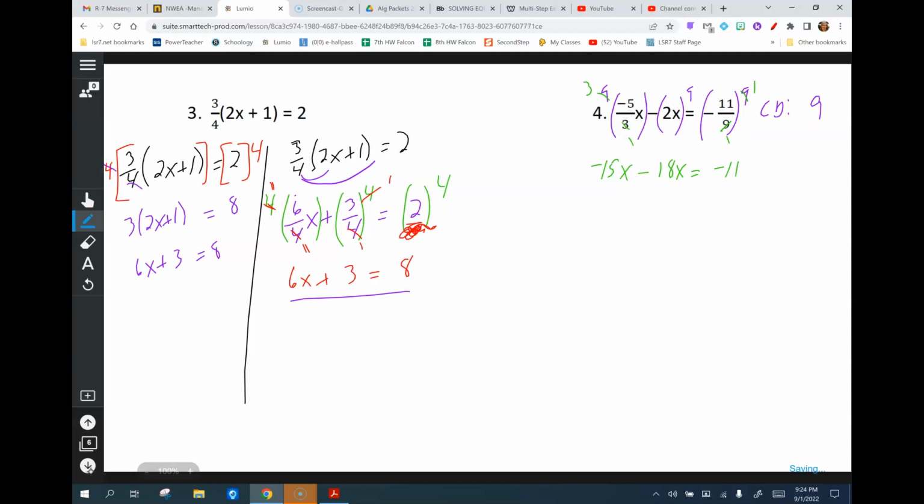I can combine like terms, and I'm going to get negative 33x is equal to negative 11. Divide by negative 33. And I get x is equal to 1/3. Okay, good.